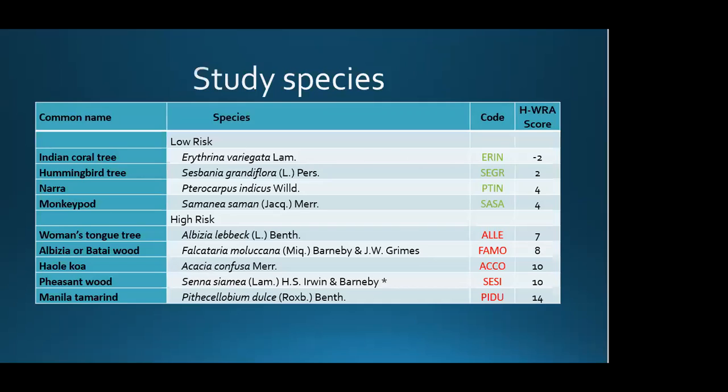Study species were nitrogen-fixing tropical tree species chosen based on their weed risk assessment scores. Hereafter, study species will be referred to by their abbreviations. I just want to point out that the font color here, the green are the low-risk species and the red are the high-risk species. And also note the wide range of assessment scores.